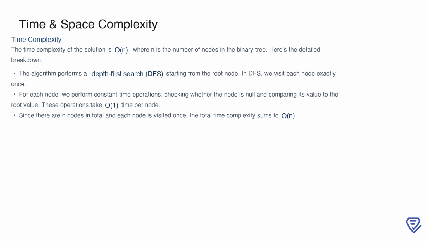The time complexity of this solution is O(n), where n represents the total number of nodes in the binary tree. This is because the algorithm employs a depth-first search, or DFS, starting at the root node and visiting each node exactly once. For every node, we perform simple operations such as checking if the node is null and comparing its value to the root value. Each of these operations takes constant time, or O(1). When you sum this up across all n nodes, the total time required becomes O(n). This makes the algorithm highly efficient in terms of the time it takes to traverse the entire binary tree.